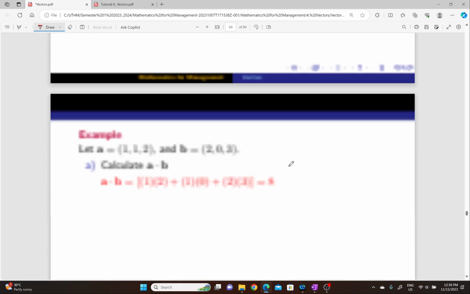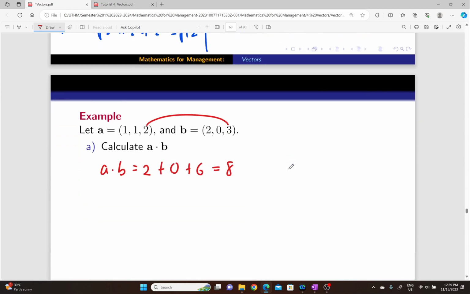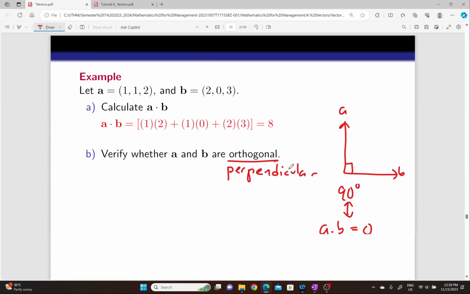I have written it here in the slide, you can see here. Two vectors are orthogonal if and only if A dot B is 0.